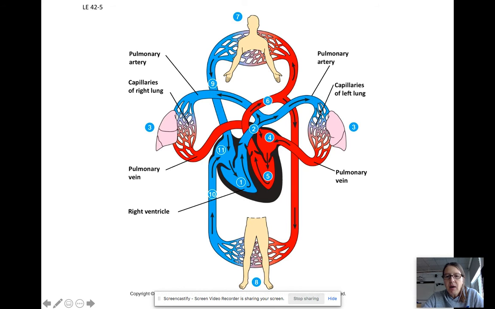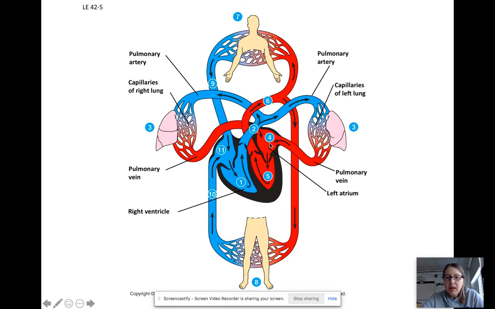And it picks up oxygen in the lungs, gets rid of carbon dioxide, and then it's going to travel back to the heart through the pulmonary veins. And then it's going to go into the left atrium. So you can see both of the pulmonary veins are coming back to the left atrium. So it's coming back, the pulmonary veins drop into the left atrium.